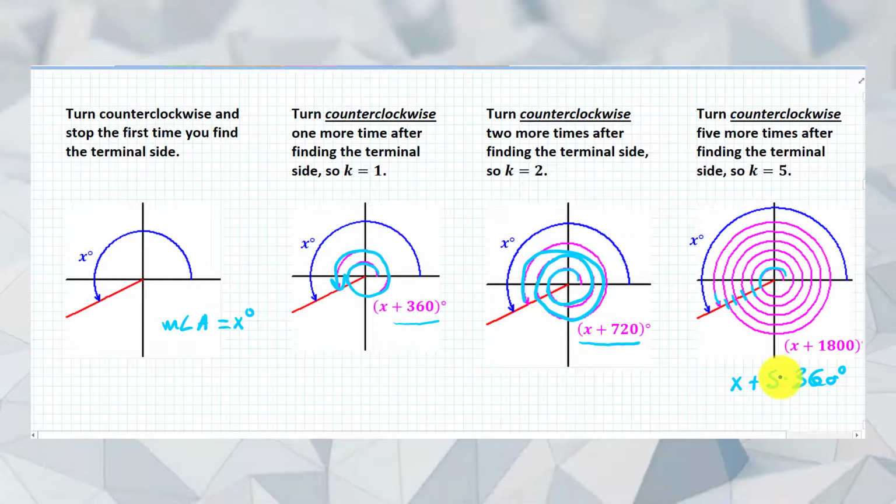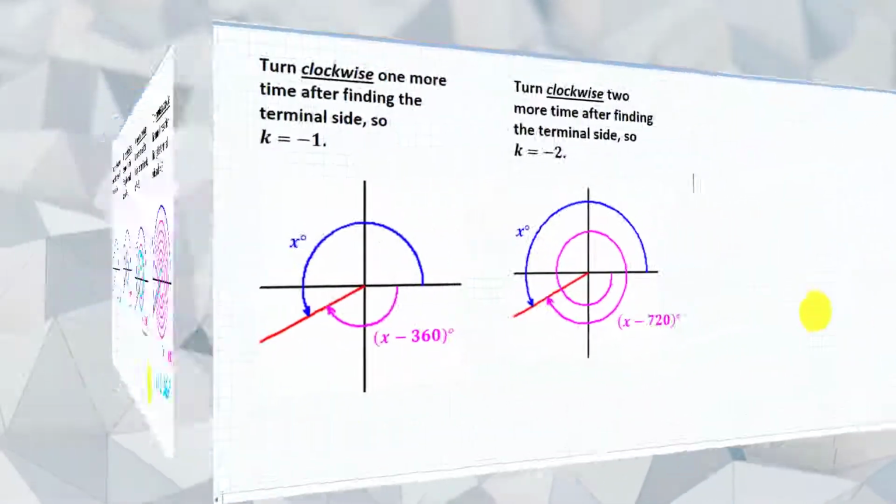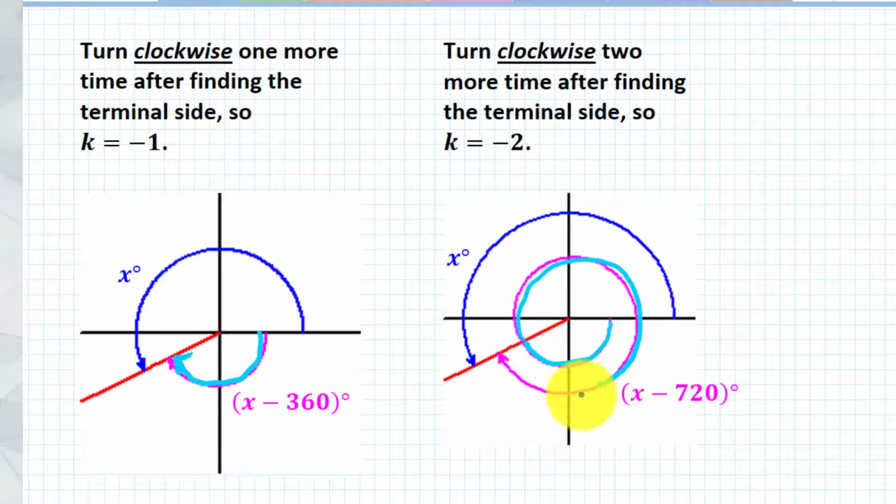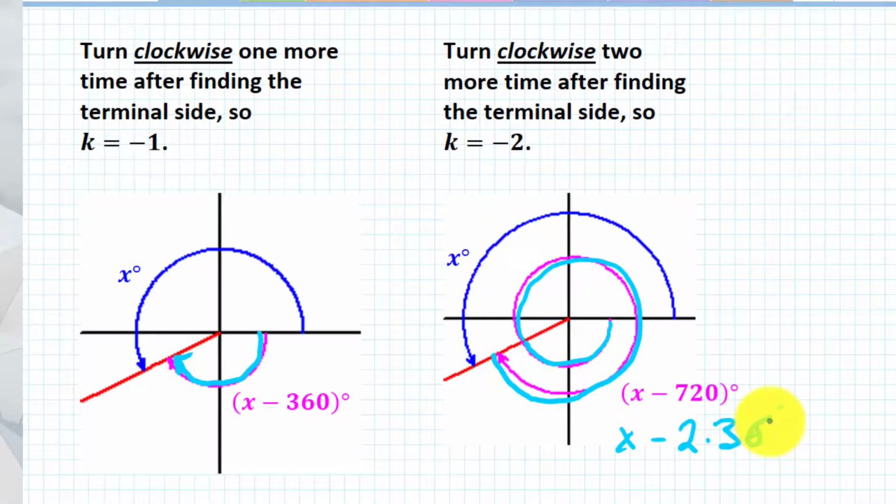What happens when you turn in the negative direction? Well, here it is. I went to x and then I subtracted one full revolution. But you remember, we don't represent this back and forth at the beginning. We just represent the final move from the initial side to the terminal side. So this is x minus 360. And then right here, this is x minus 360, and you subtract another revolution. So this is x minus 2 times 360, minus 2 revolutions.